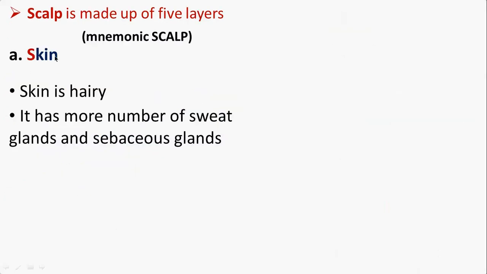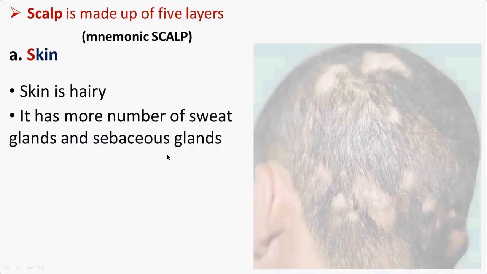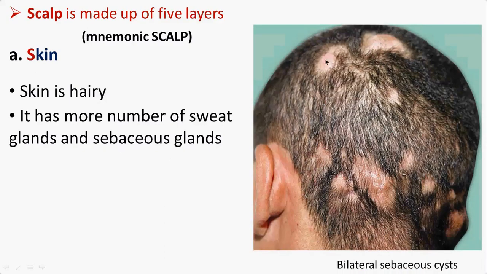So here you can see skin. Everybody knows skin is hairy. It has a greater number of sweat glands and sebaceous glands. Okay, so what is the applied anatomy of it? Here you can say bilateral sebaceous cysts are more common in the skin. So this is the first applied anatomy related to the skin of the scalp.